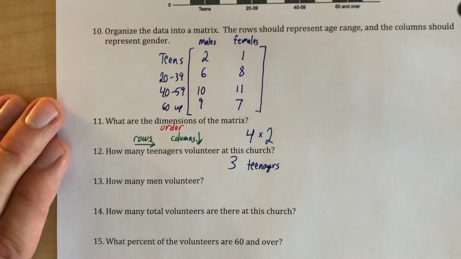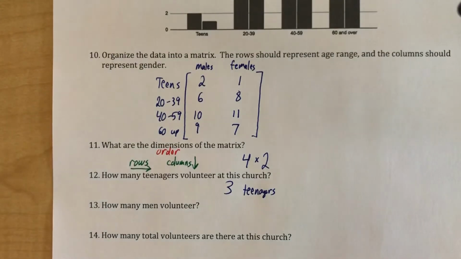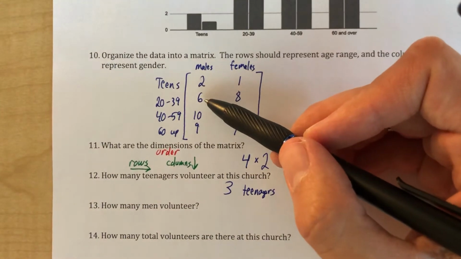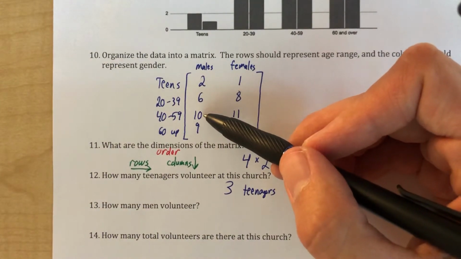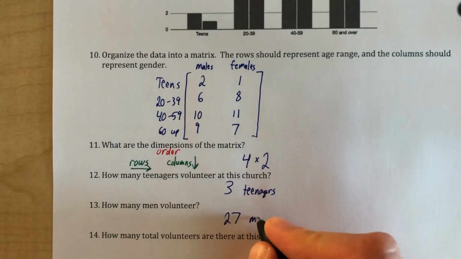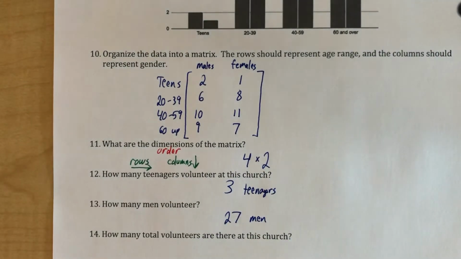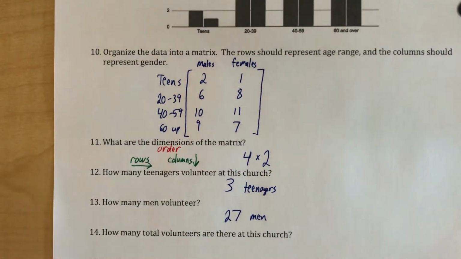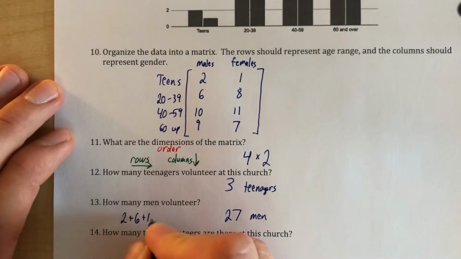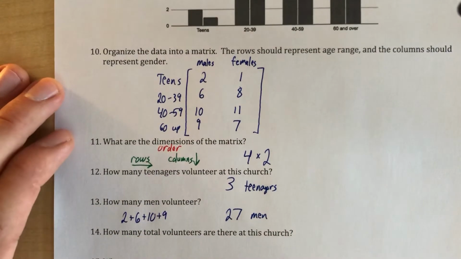How many men volunteer? So we're going to add up the male column. So 2 plus 6, that would be 8. Plus 10, 18. 18 plus 9 is 27. So 27 men. All right, now I am going to leave it at 27 men, but just in case you're looking back at your notes and you're like, oh, where'd you get that? Again, that was just adding up this column right here. All right, so write that or not, totally up to you.